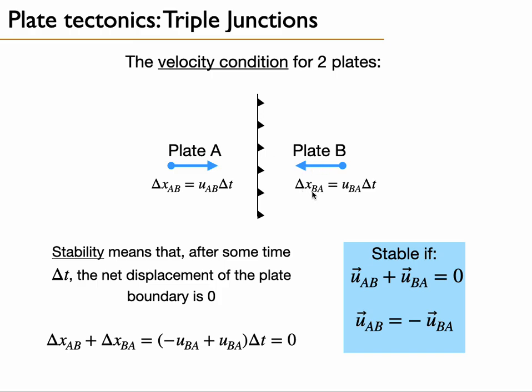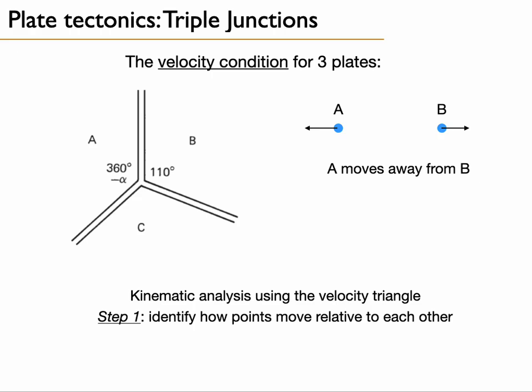If we do the same for plate B, it's moving with velocity UBA within an increment delta t, and it's making this displacement delta x BA. So we make the sum of these two displacements and you will get 0. So that's the kinematic condition. The net motion is 0. This boundary is stable.